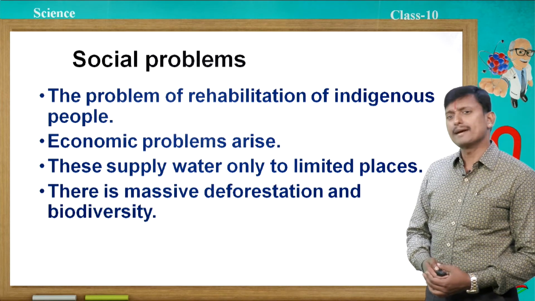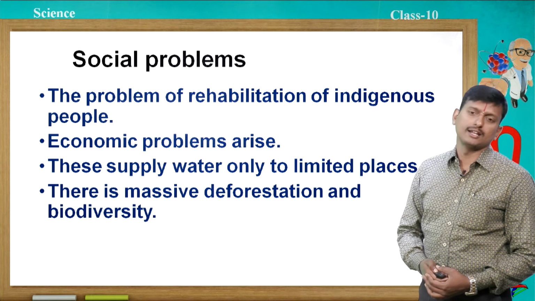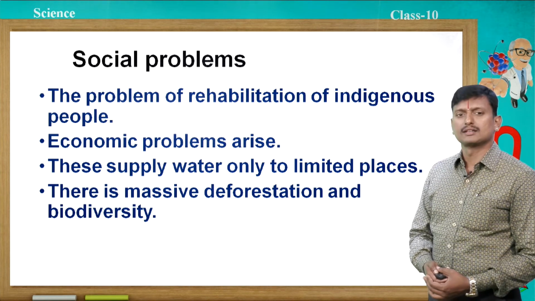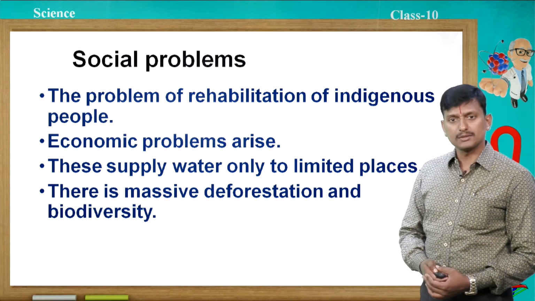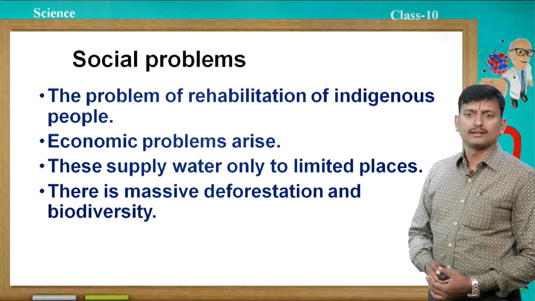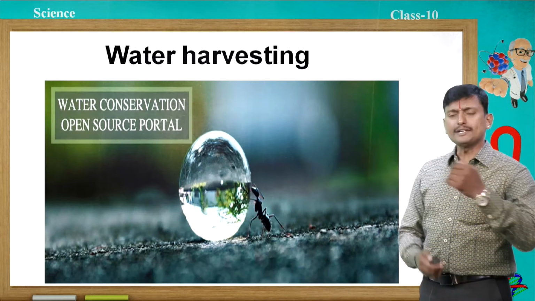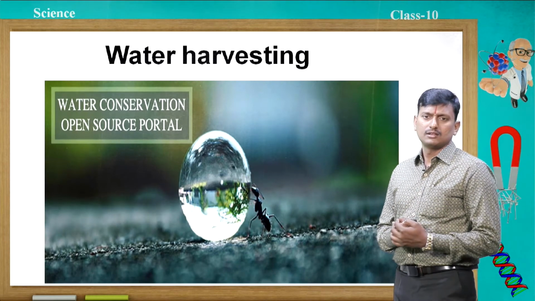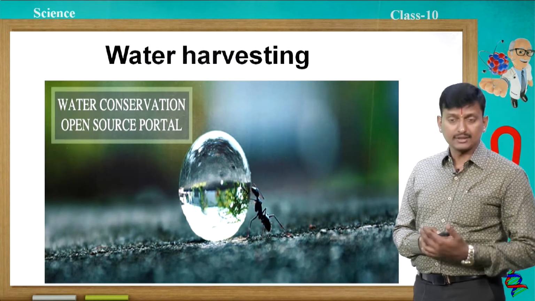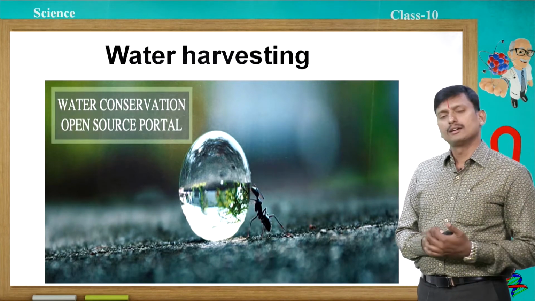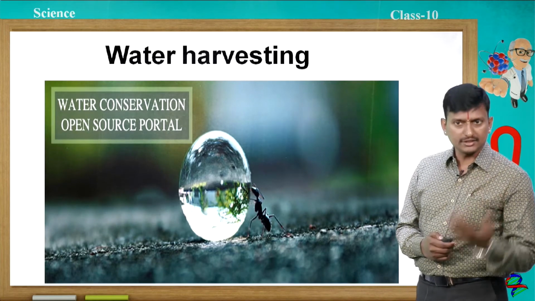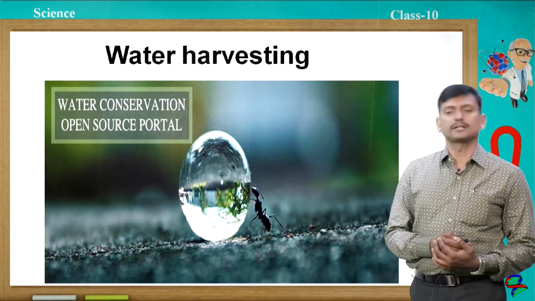There is massive deforestation and loss of biodiversity. These are the social problems caused by constructing dams. And also, what is the solution? Beyond constructing dams, there is another way of conserving water: water harvesting.